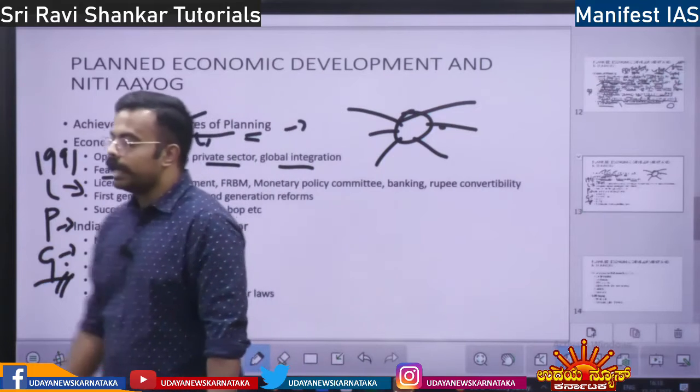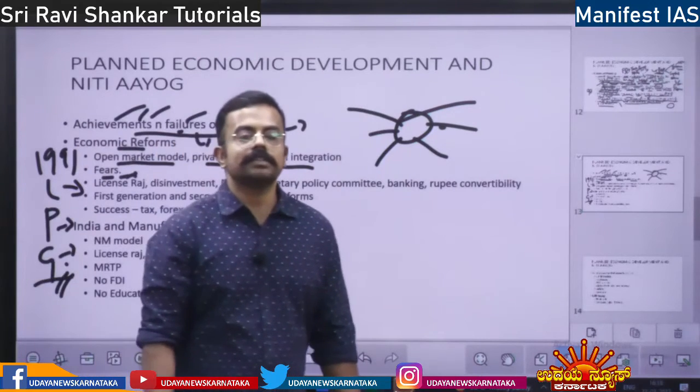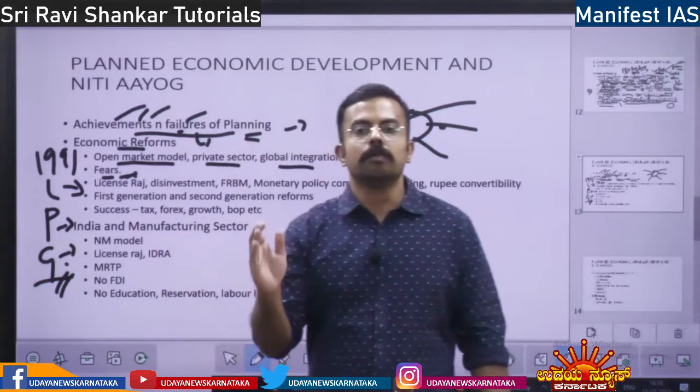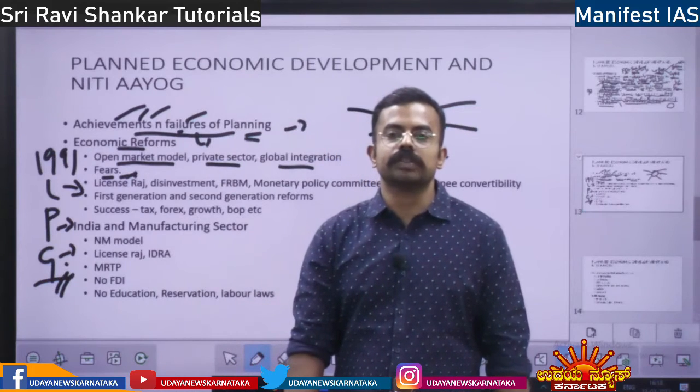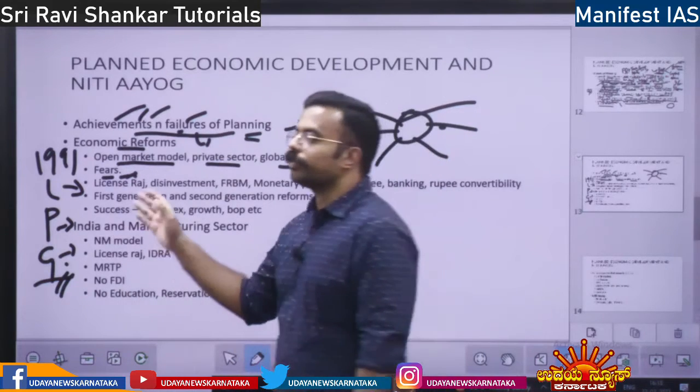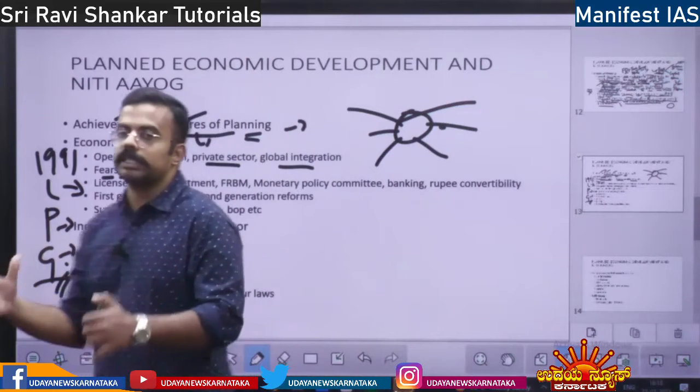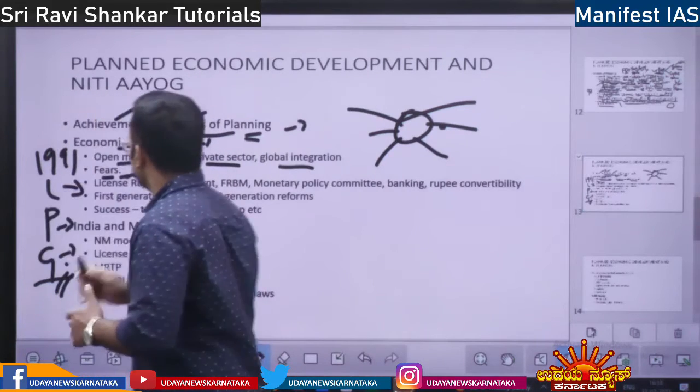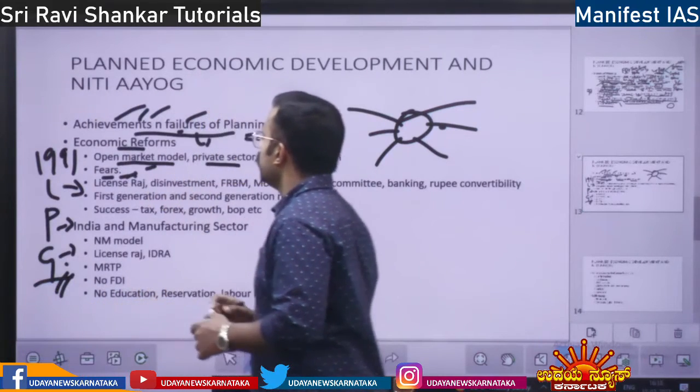And also they say capitalism will lead to more poverty, more inequality in the society. Only the rich will become richer. They will concentrate the wealth. Everything qualifies to be called a fear.